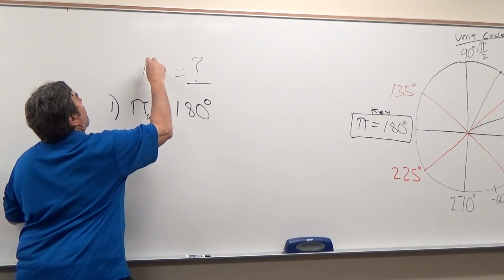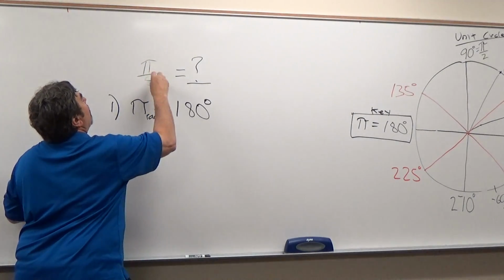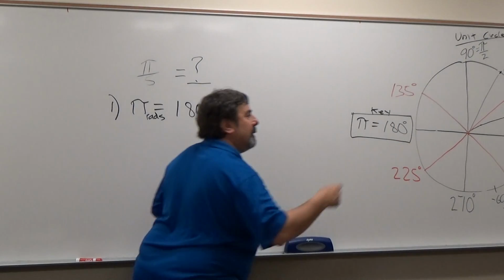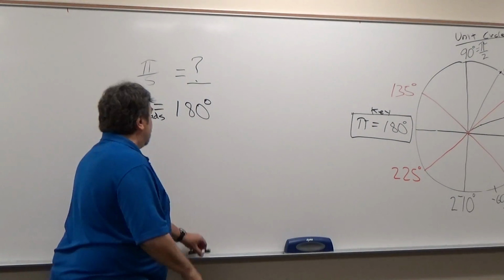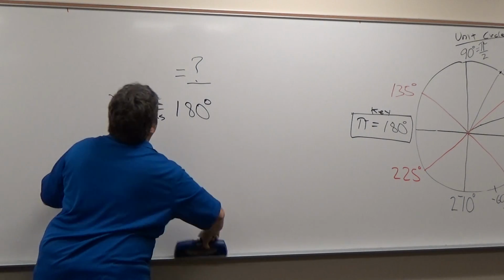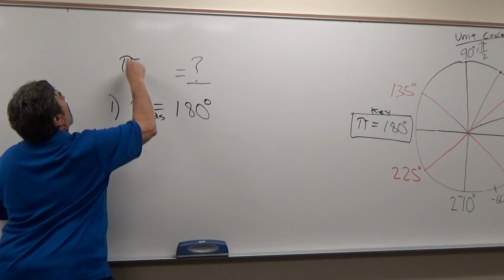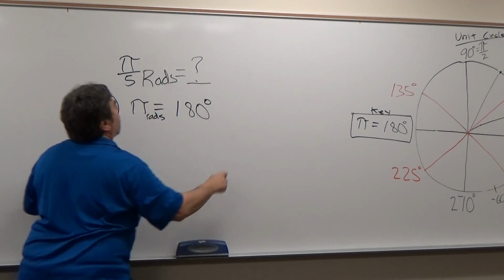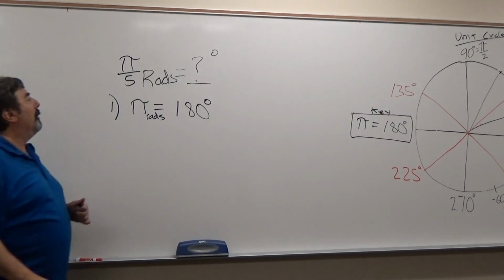So we have pi over 5 radians, and we want to convert that to some number of degrees.